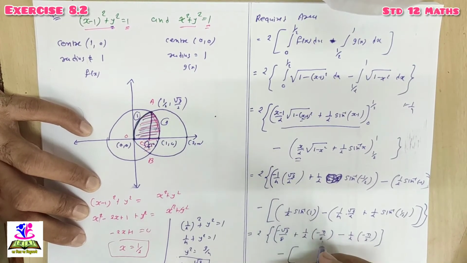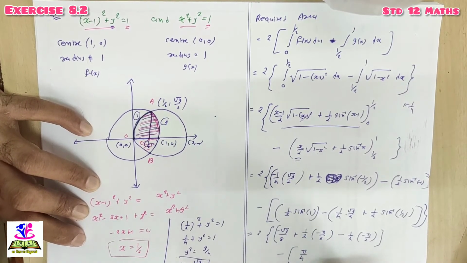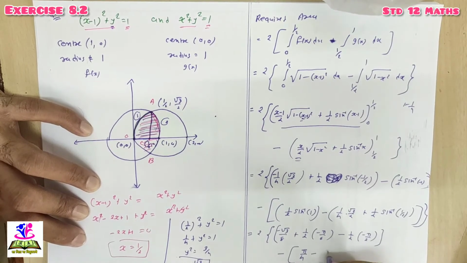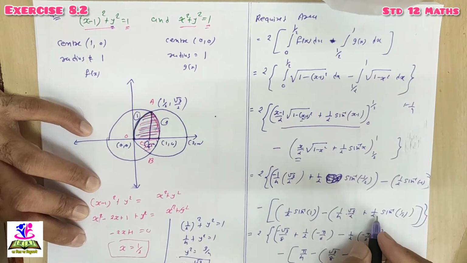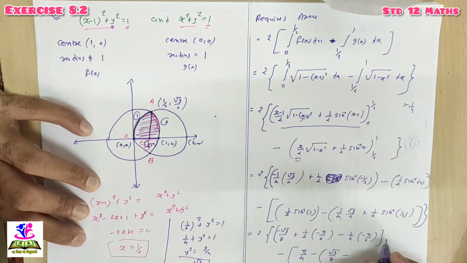This will be 1 by 2 sin inverse 1, sin inverse 1 is pi by 2, so it's a pi by 4 minus root 3 by 8, root 3 by 8 minus 1 by 2 sin inverse 1 by 2 is pi by 6, so pi by 6 into 1 by 2, so it's a pi by 12.